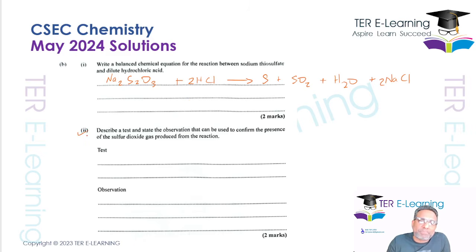The next part here, they want us to describe a test and state the observation that can be used to confirm the presence of sulfur dioxide produced from the reaction. So there are several tests we could potentially use here. So we can use moist litmus. Now, if you're using litmus, you must say moist. Now, SO2 is an acidic gas, so moist blue litmus turns red. So moist blue litmus, and the observation is it turns red.